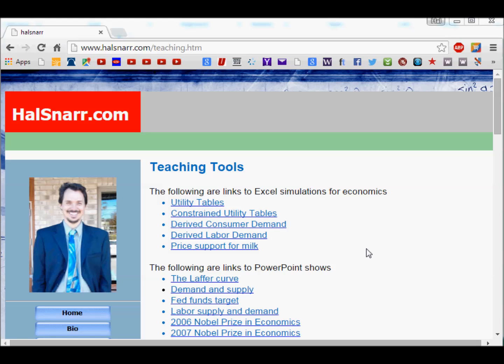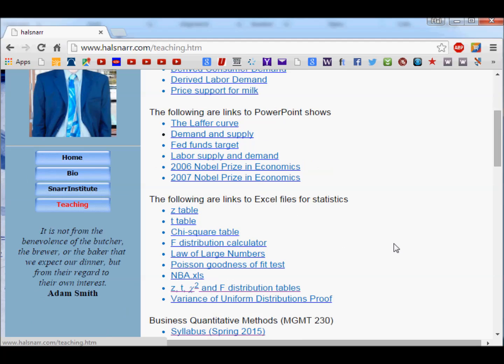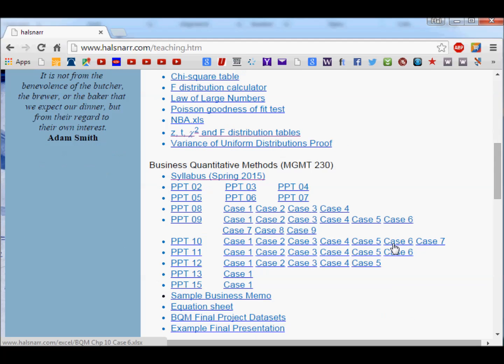Okay, now we're going to do case 5 from chapter 9. The data is going to be downloaded from case 2. Case 2 is the equivalent of case 5, with the exception that in case 2 we assume the population variance or standard deviation is known. So I'm going to open up case 5.